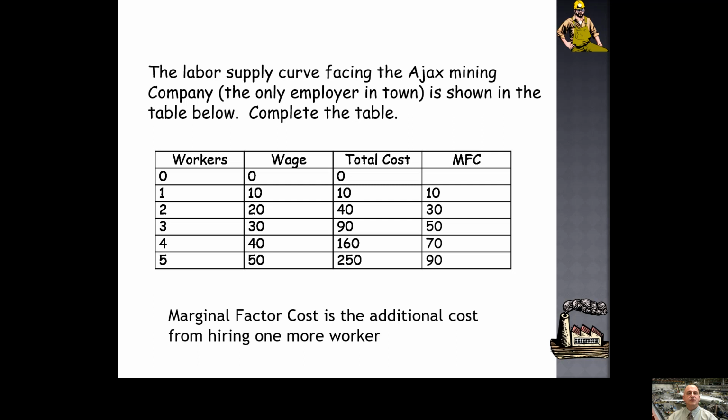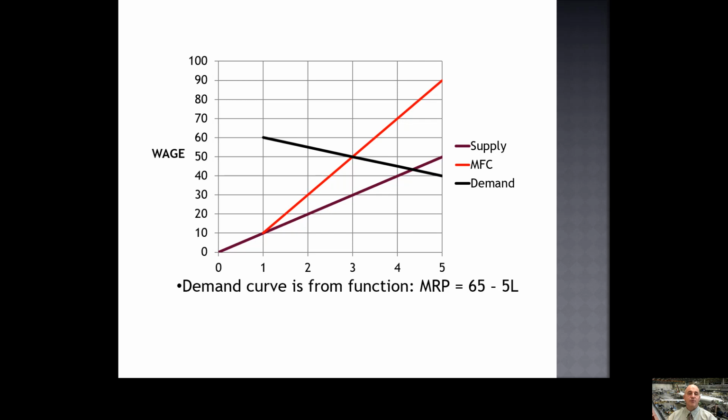And now what we're going to do is graph the supply curve, which is the first 2 columns, and then we're going to graph the marginal factor cost. So when I graph the supply curve, it's an upward sloping supply curve, just like before. But when I graph my marginal factor cost, it's a curve that's actually above our supply curve.